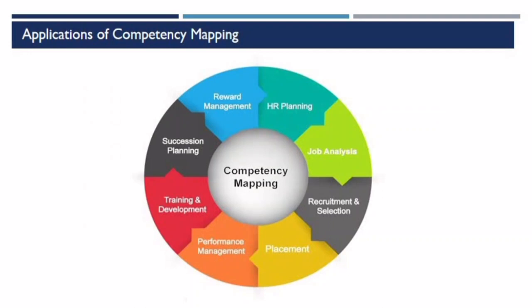Now let us discuss various applications of competency mapping. This competency mapping process is applied in various fields of HR. As mentioned here, it is used in the process of HR planning, job analysis, recruitment and selection, placement, performance management, training and development, succession planning and reward management. First, let us discuss HR planning. HR planning is all about forecasting the demand and supply of the manpower in an organization. In this process, we apply competency mapping to find out what vacancies we have in a company.